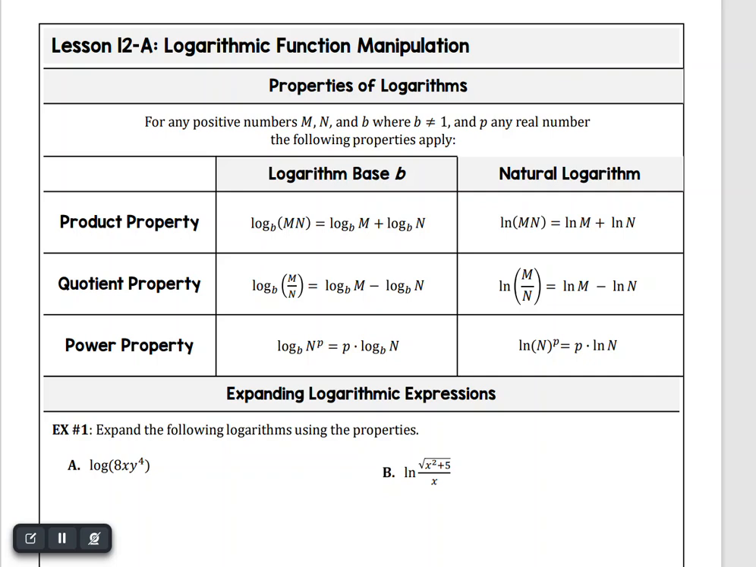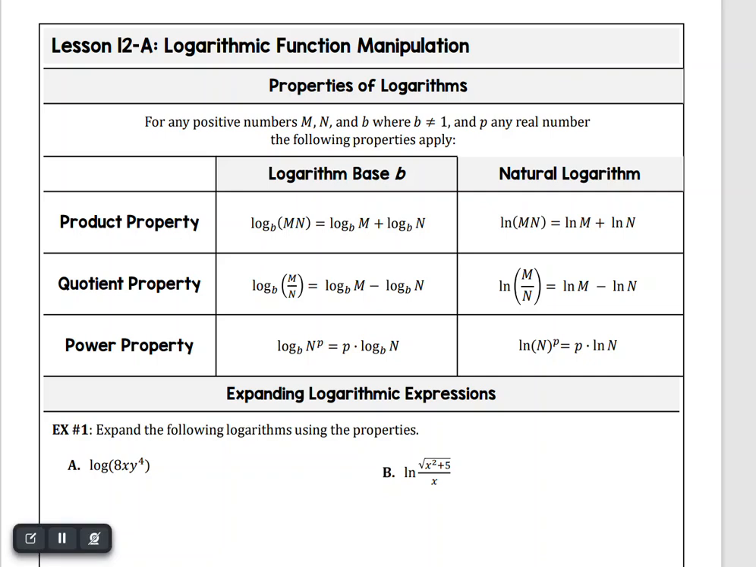Lesson 12, what we're going to do is talk about logarithmic function manipulations, and basically how we can use properties of exponents, which is basically properties of logarithms, to change the way we look at it or format different things. This is just a real quick reminder of what those manipulations mean.